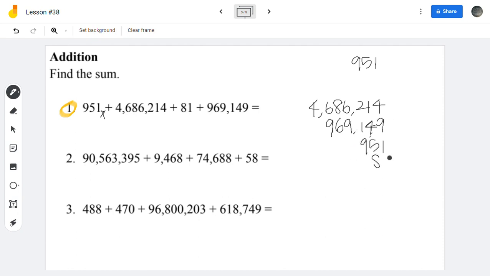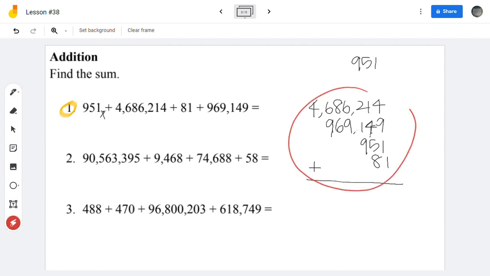And then 81. And now you just have to add these two. So instead of doing it all at once like I did, you can take these two first, and then these two, and then add after you do that. So you can break it up into parts. I just like to do it all at once.